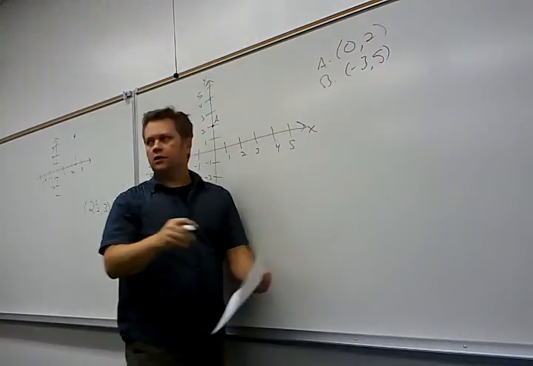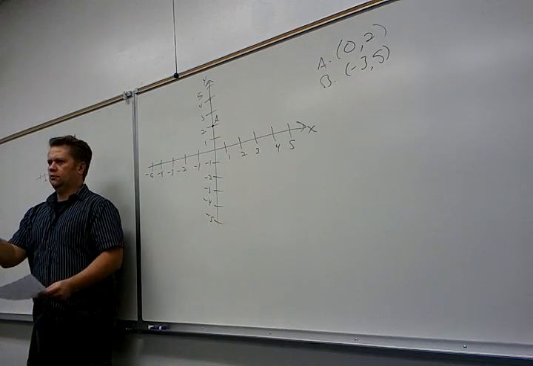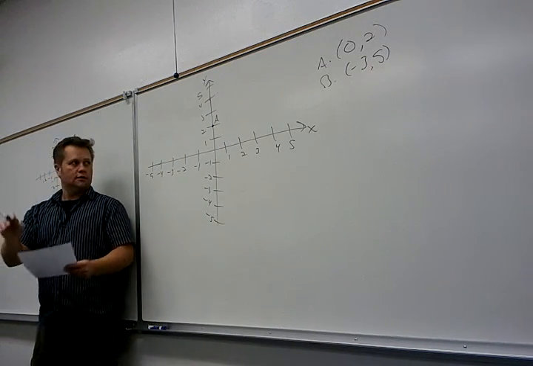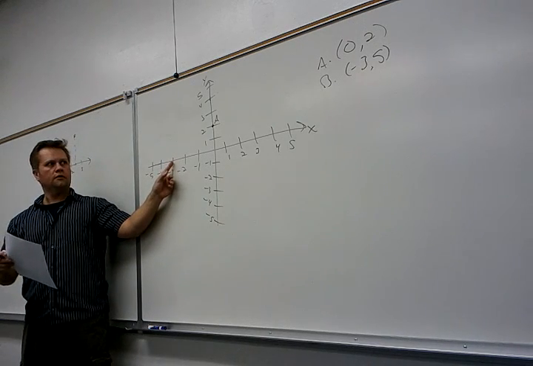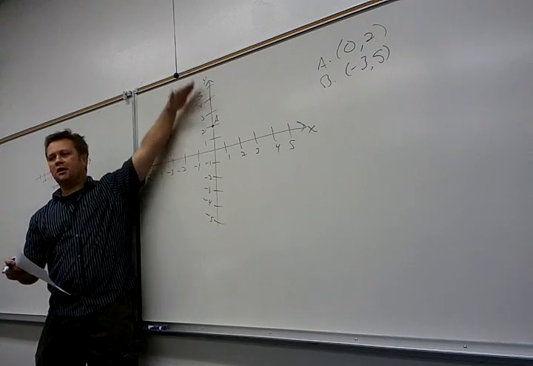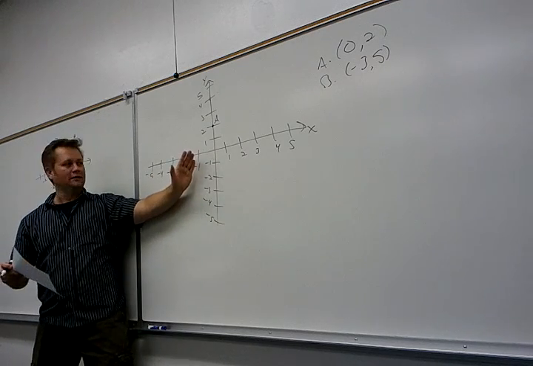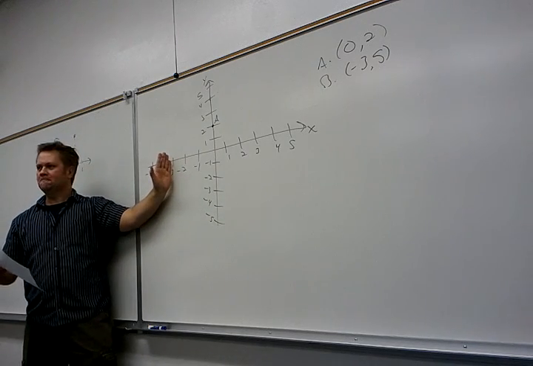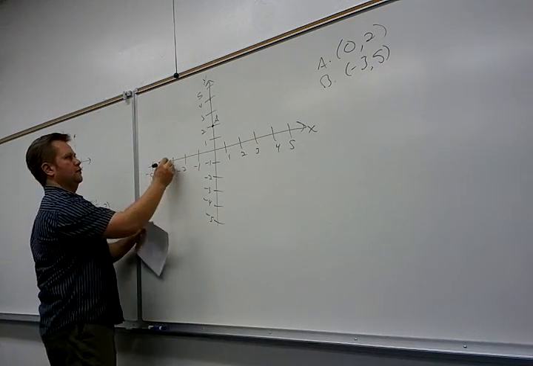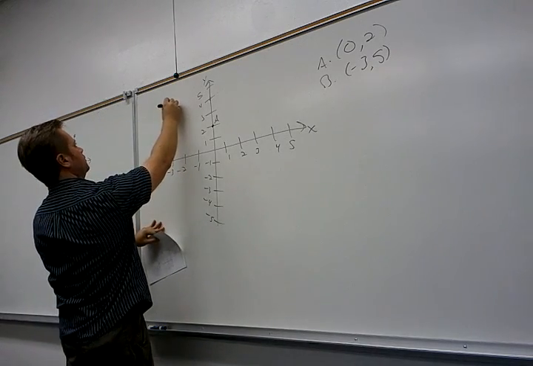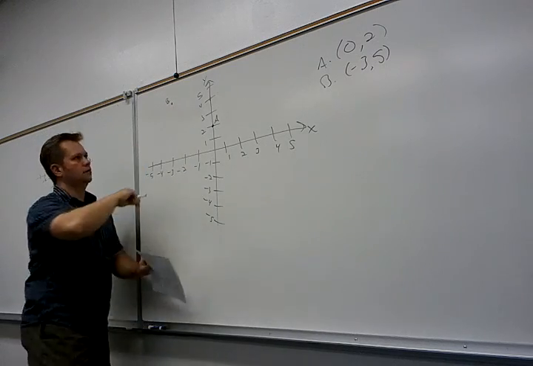What's the -3 tell you to do? Go down. Careful. Oh, no, I'm sorry. Go left. Good, so go left 3. Oh, no, go down. That's right. I always think up and down like that, so don't freak me out. So back 3, and then up 5. Cool. So there's point B.